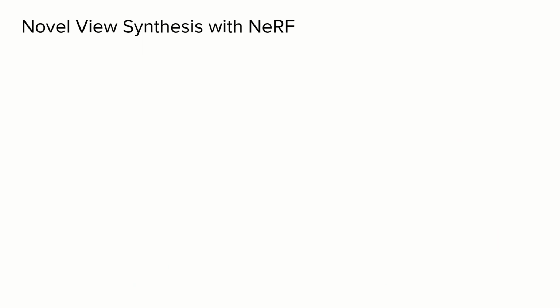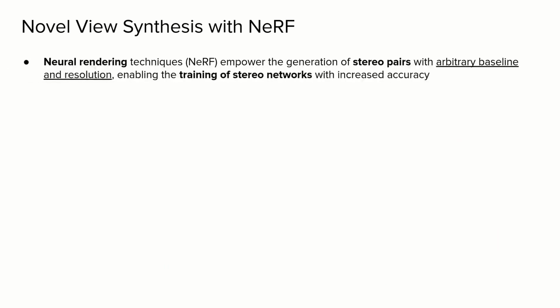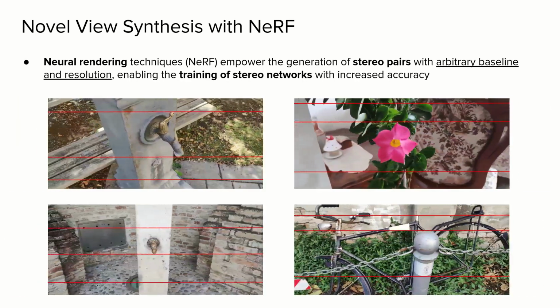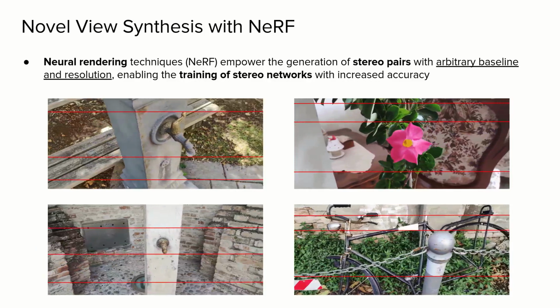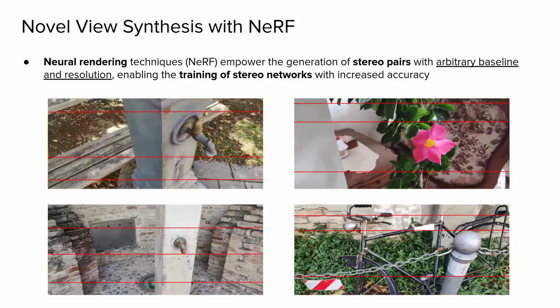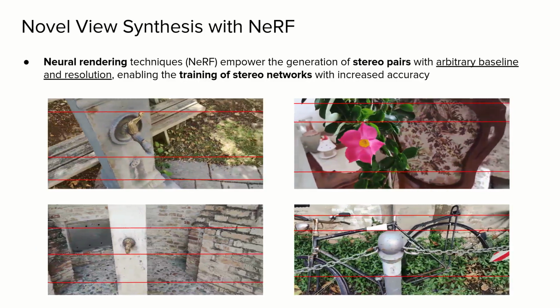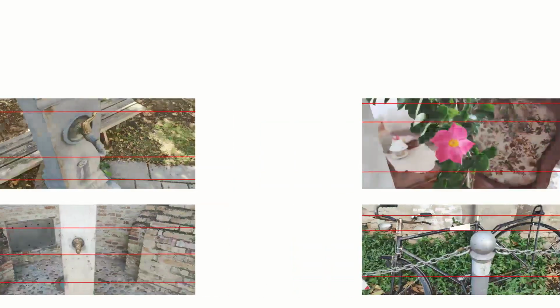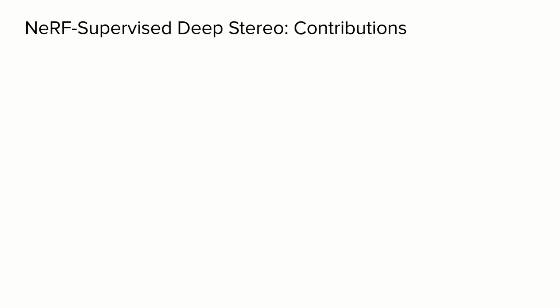Our idea is to use neural rendering solutions to create realistic images from different viewpoints. This helps us generate a wide range of high-quality stereo pairs with varying resolutions and baselines, enabling us to train deep stereo networks more effectively and achieve improved accuracy in depth estimation. By exploring a vast amount of training data, we can fully unleash the potential of deep stereo matching and achieve outstanding results. Summarizing, the key contributions of our paper can be outlined as follows.